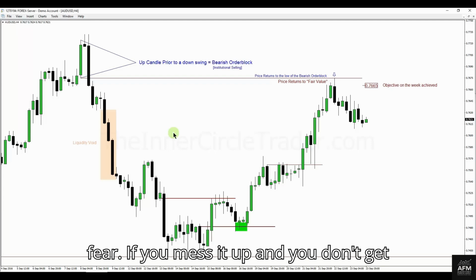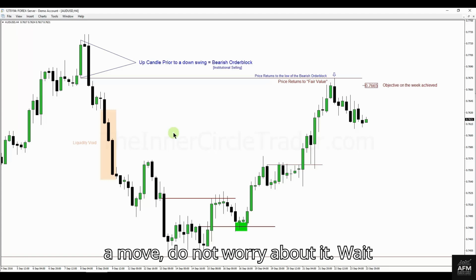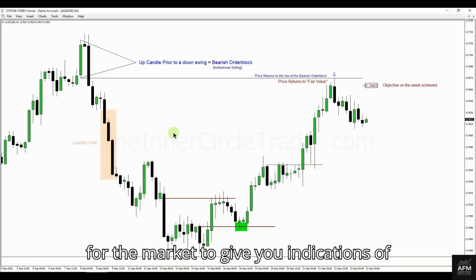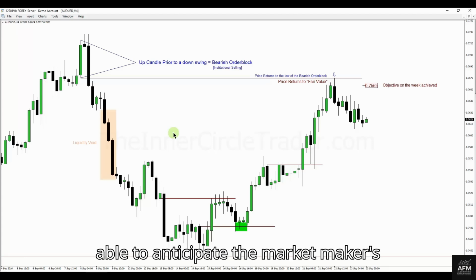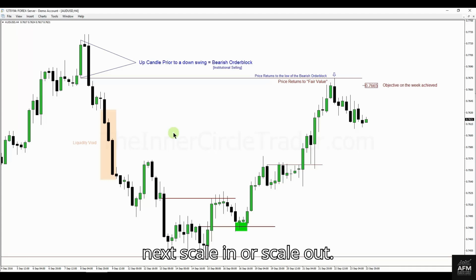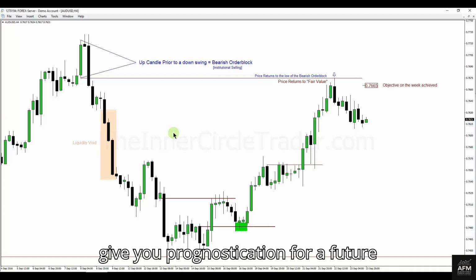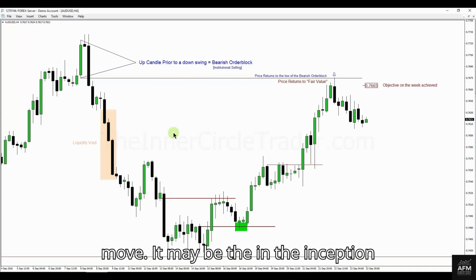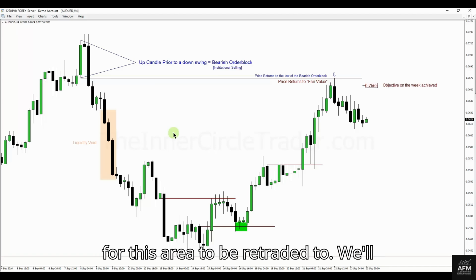If you mess it up and you don't get the trade to pan out right, or if you miss a move, do not worry about it. Wait for the market to give you indications of where fair valuation is. Then you'll be able to anticipate the market maker's next scale in or scale out. It may be the liquidation of a long position that's been underway. That may give you prognostication for a future move. It may be the inception of a new price leg while you're waiting for this area to be retraded to.